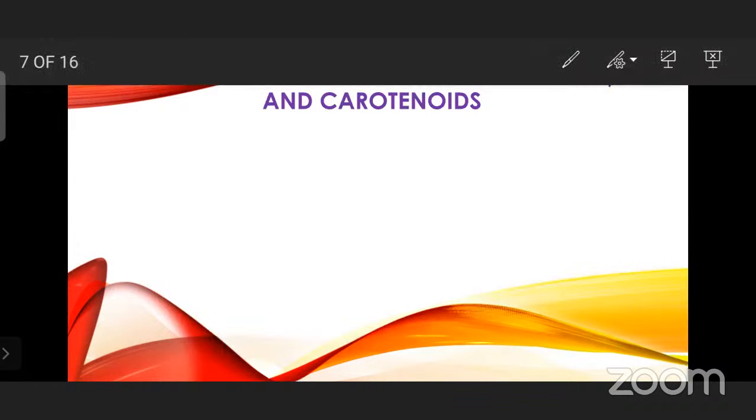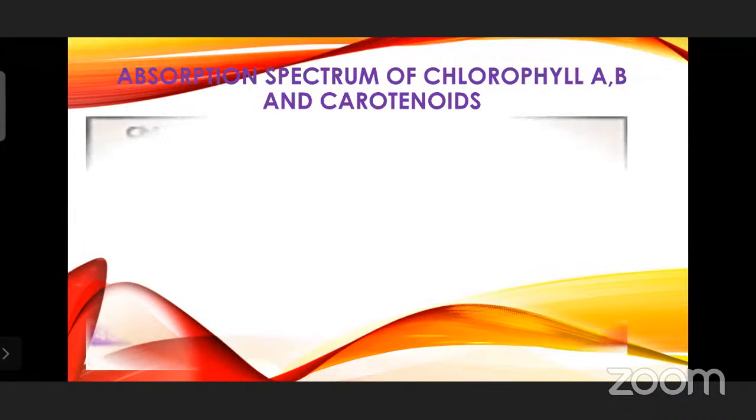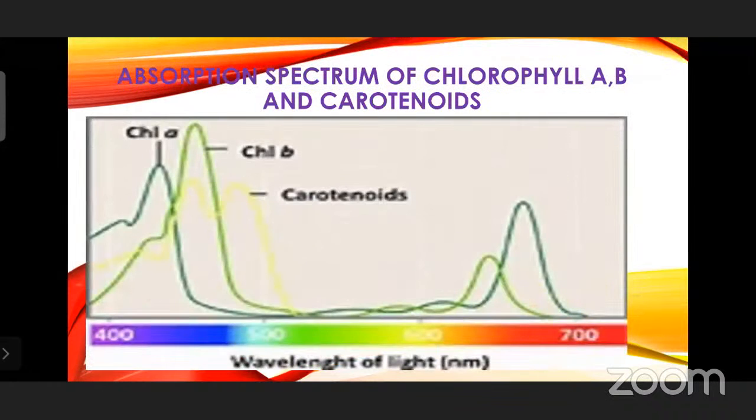Absorption spectrum is nothing but the quality of light, the wavelength. The wavelength we are going to take on a spectrophotometer, and we'll plot a graph. The graph will be plotted in this manner. When we plot the graph, we are able to see chlorophyll A, chlorophyll B, and the carotenoids here. We haven't taken xanthophyll, we have taken only chlorophyll A, chlorophyll B, and carotenoids.